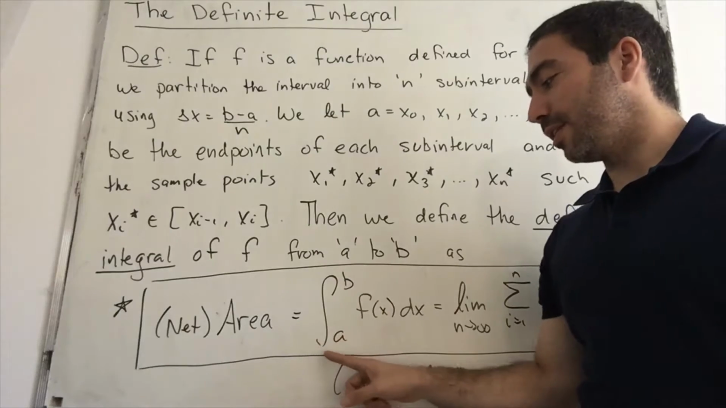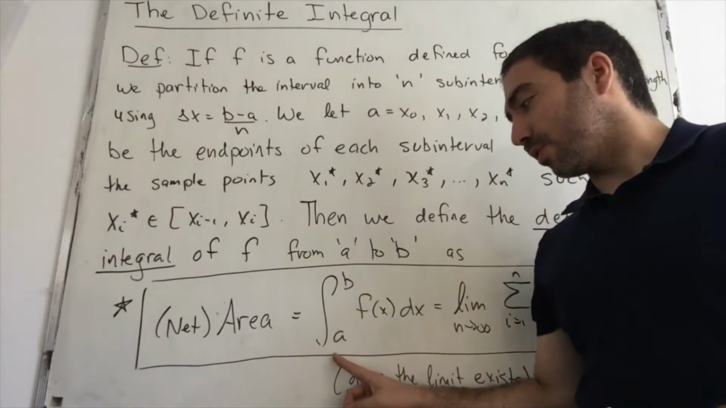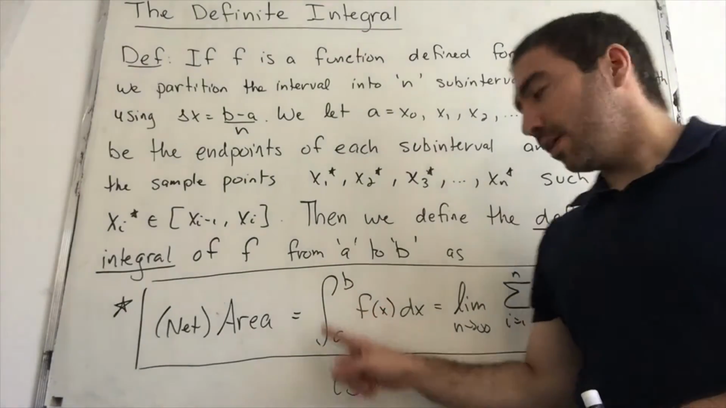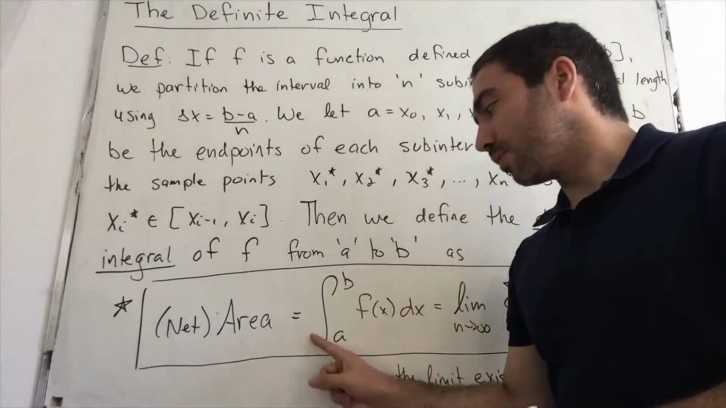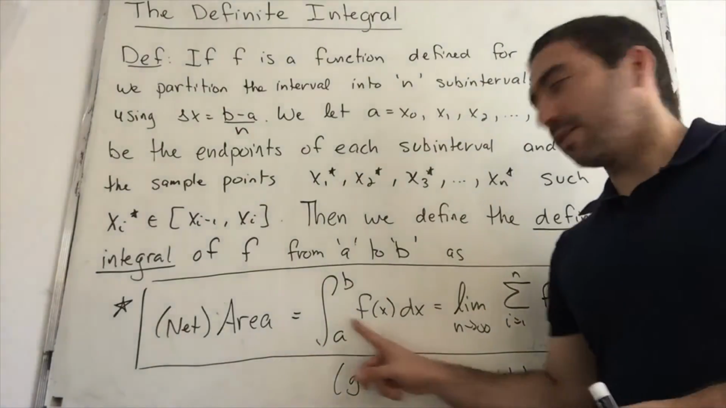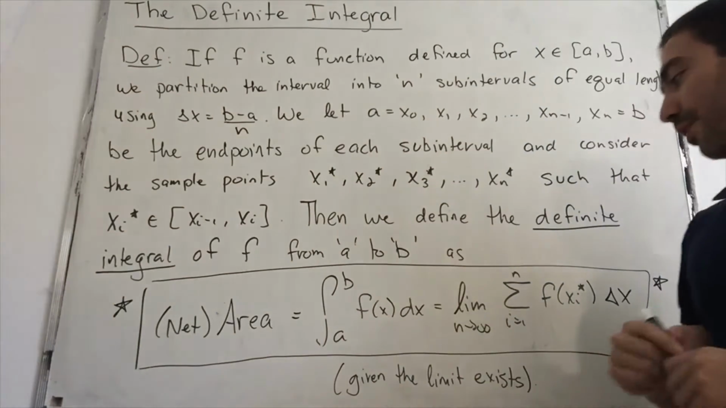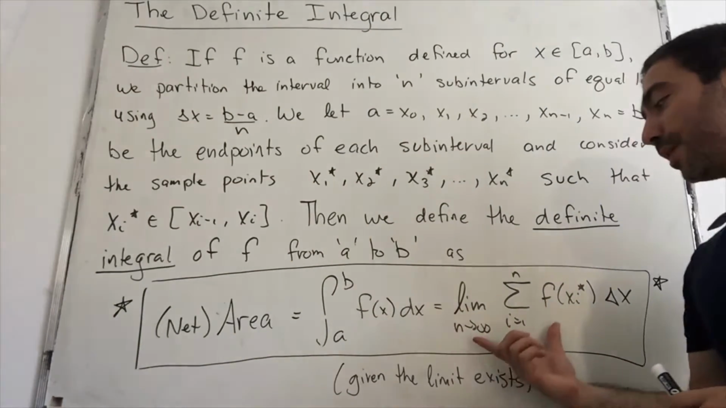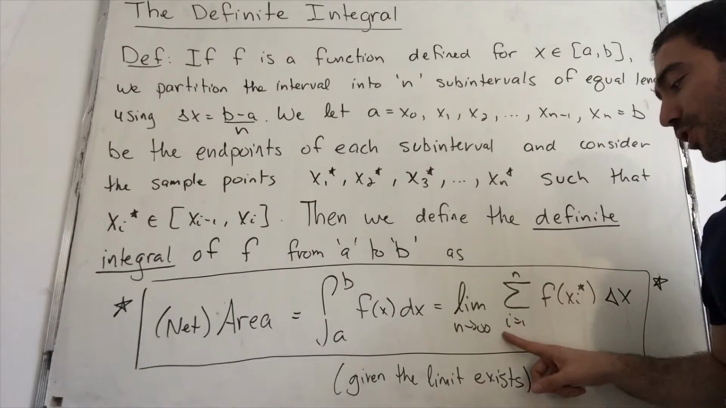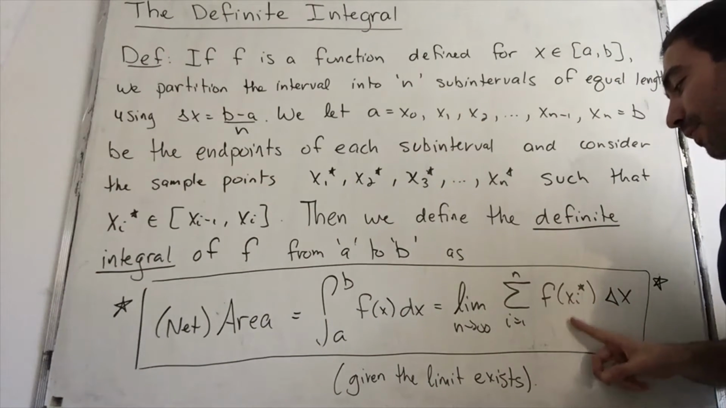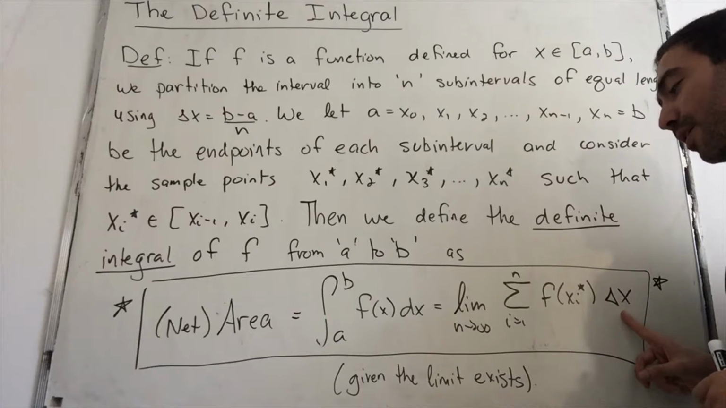So we have the integral from a to b, with a lower bound a and an upper bound b, of the function f of x given dx. Whenever you have an integral sign, it's packaged with a dx. These go hand in hand. This is equal to the limit we've seen in previous videos: the limit as n tends to infinity of the summation from i equals 1 to n of f of xi star times delta x.